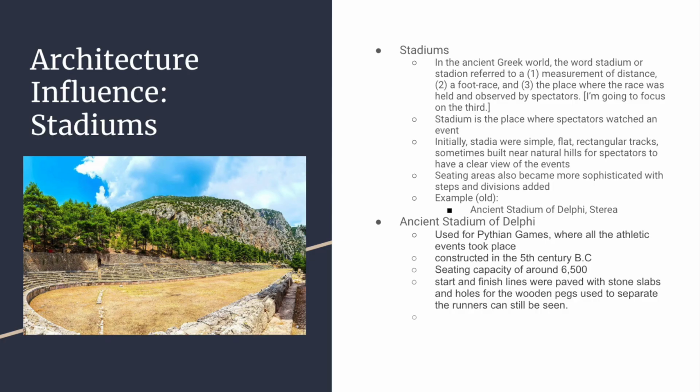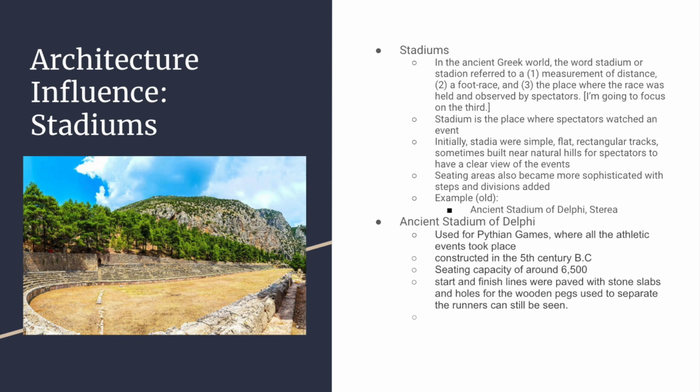Stadiums in the ancient Greek world were crucial venues for sporting events like foot races, and they also served as places of communal gathering and entertainment. The word stadium has multiple meanings, but in this case, we'll be focusing on the one that's a place where spectators observe athletic competitions. A good example of an ancient stadium is the ancient stadium of Delphi in Greece.